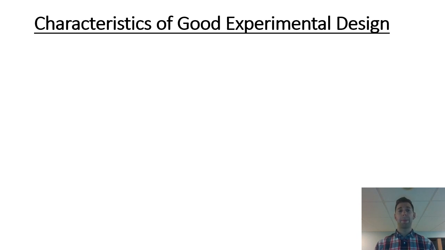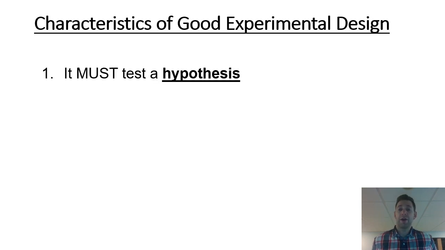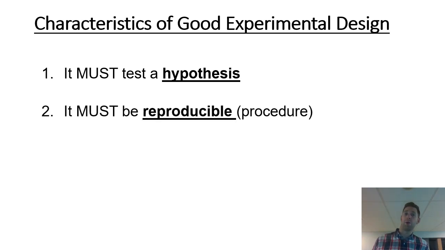Okay, looking into characteristics of good experimental design now. Some of these are a bit redundant from what we just talked about. Some might be obvious, some might be not so obvious. So it should have a hypothesis. Again, that's not a rule in science, but it's good practice, especially where we're at now, that we do some research and we come up with an educated guess of what we think is going to happen before we run the experiment. It should be reproducible.